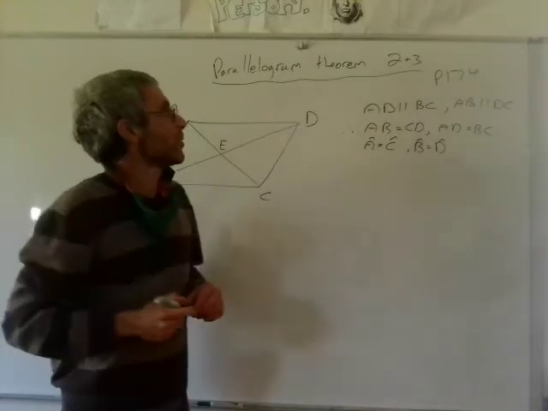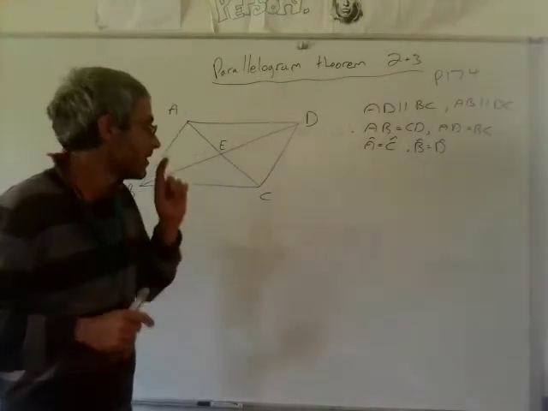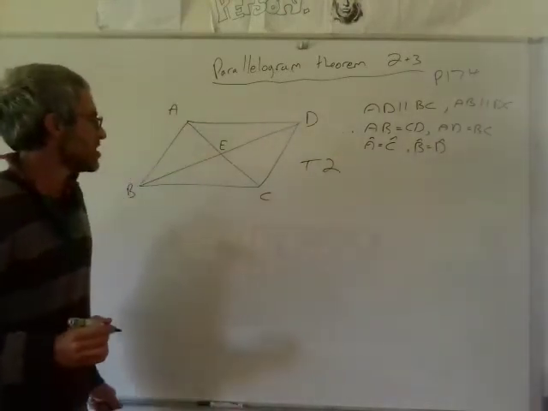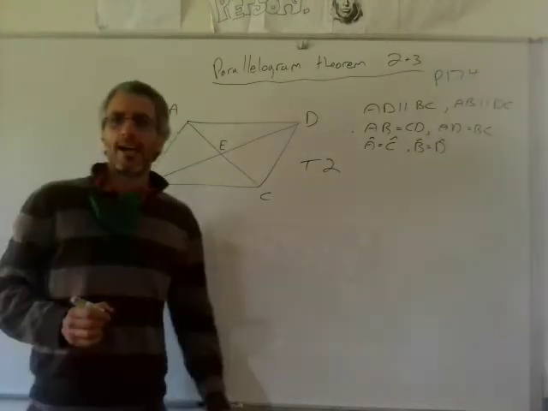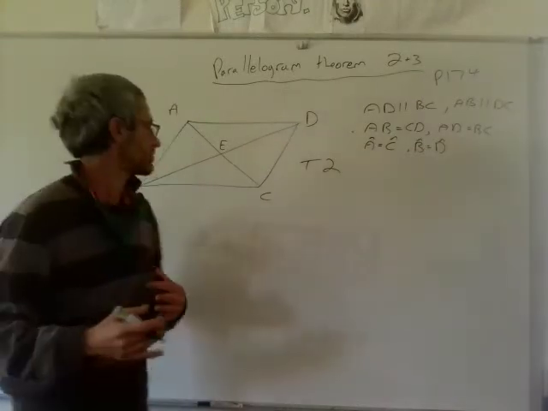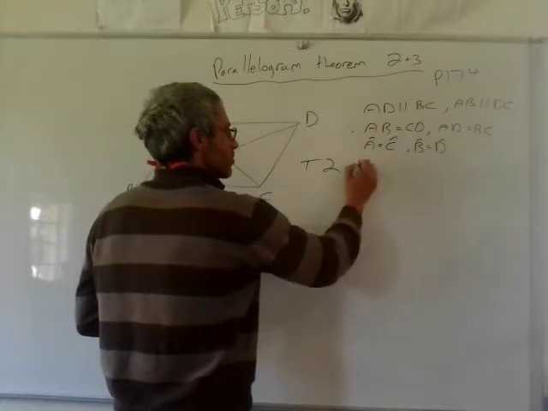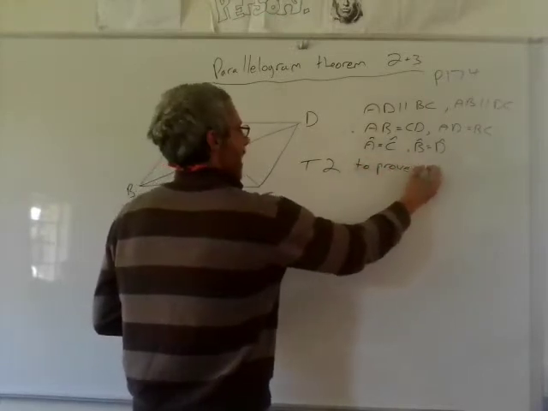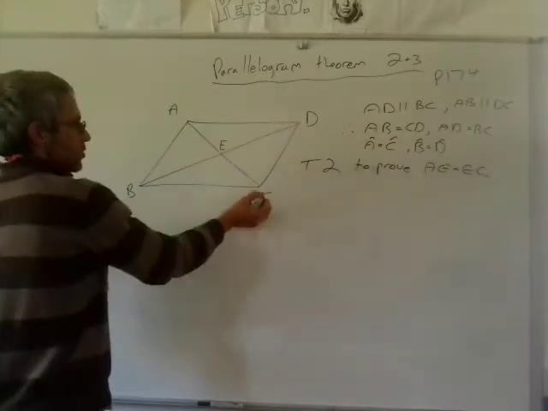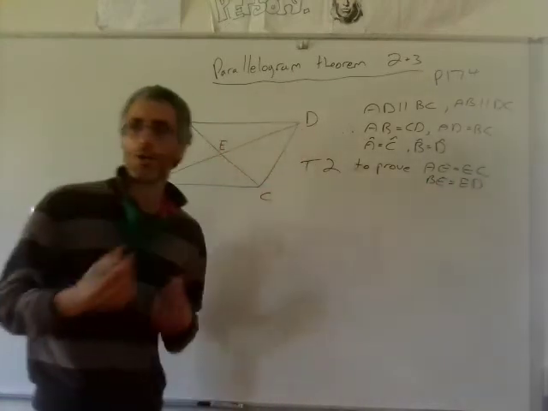What we're going to prove now is theorem 2. We're going to put theorem 2 and 3 in the same video, hopefully. Theorem 2, I'll call it T2. We need to prove that diagonals bisect each other. Bisect, you remember, means halve. In other words, we need to prove that AE equals EC, and BE equals ED. That's what we want to prove.